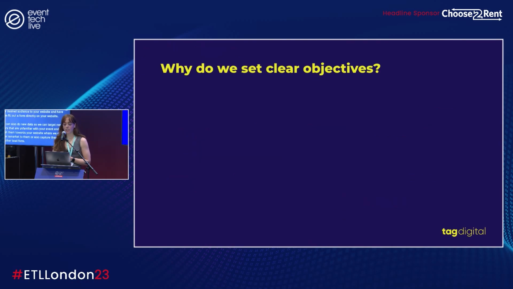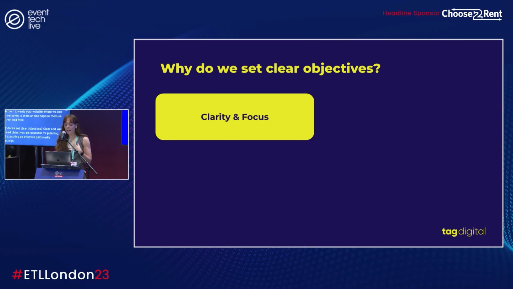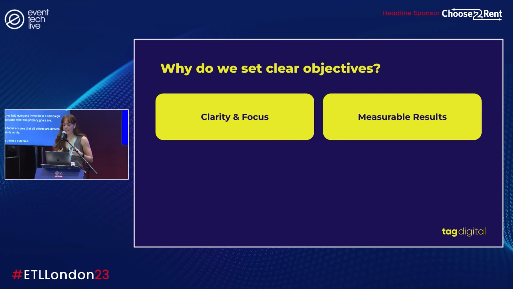Why do we set clear objectives? Clear and well-defined objectives are essential for planning and executing an effective paid media campaign. They help us with our clarity and focus, as they help everyone involved in the campaign understand what their primary goals are. This focus ensures that all efforts are directed towards achieving our desired outcome. They provide a basis for measuring the success of the campaign. They create a benchmark against which you can compare actual results, allowing you to determine whether the campaign objective was effective or not.